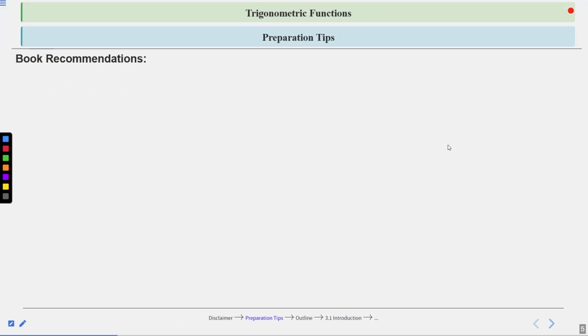Now some book recommendations. For boards, if you are from CBSE, ICSE or state boards, prefer the mainly suggested books, and obviously NCERT. And for supplementary material, you can refer to R.D. Sharma in mathematics.